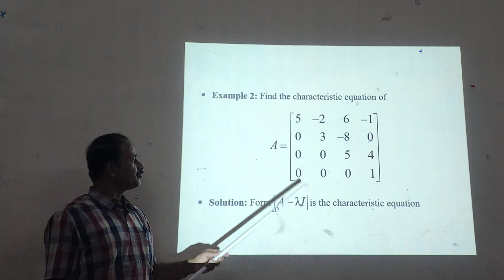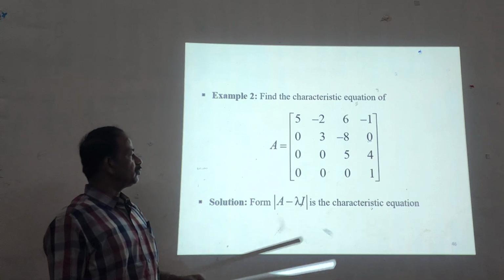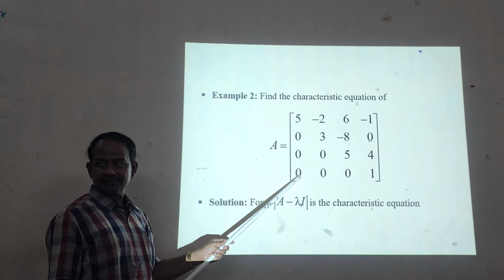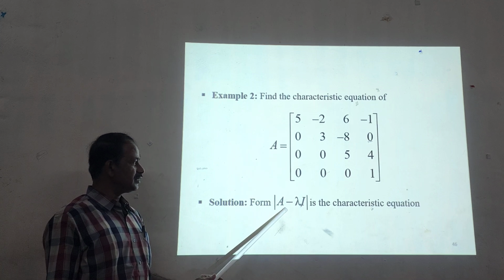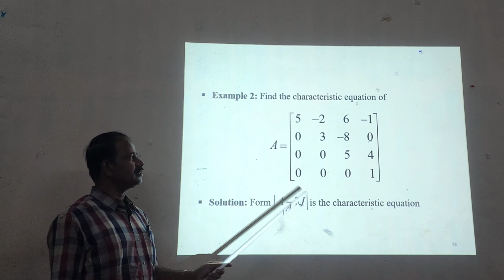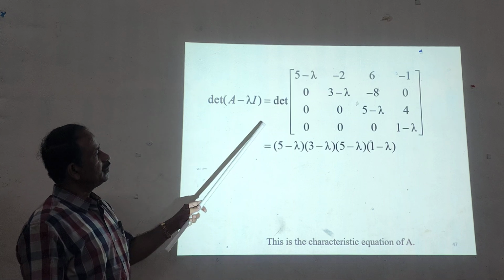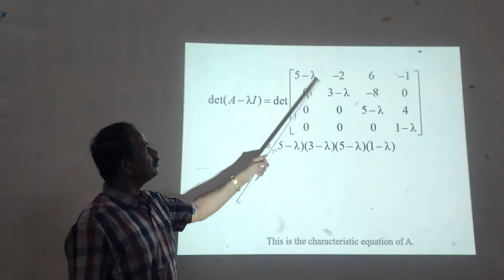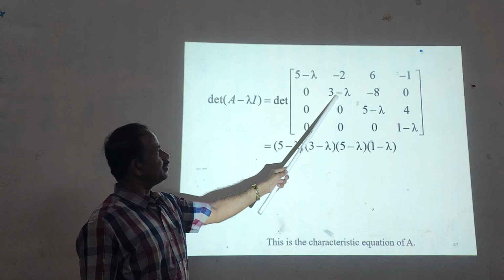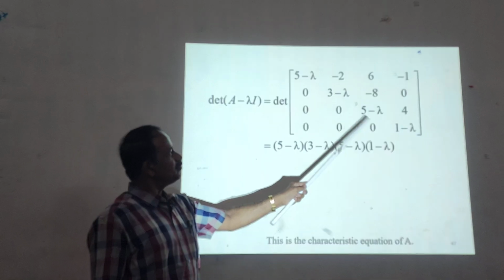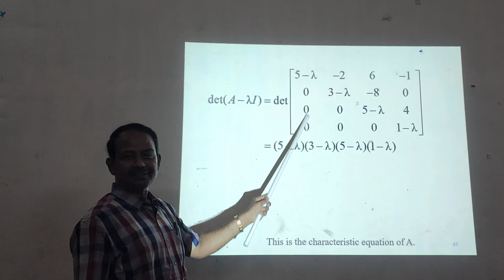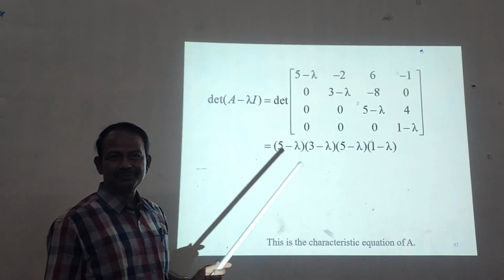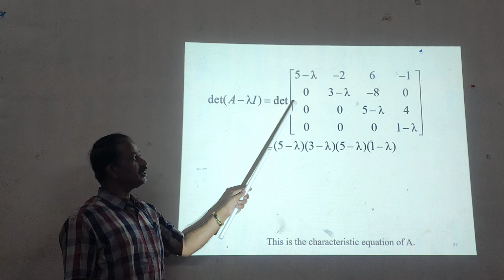Okay. So now, as usual, we are going to find the characteristic equation of this matrix. A minus lambda I is the characteristic equation. So we can go like this. We have 5 minus lambda multiplied by 3 minus lambda, 5 minus lambda, 1 minus lambda. All the other entries are not 0, so you need not go for this operation. You can go for this operation.